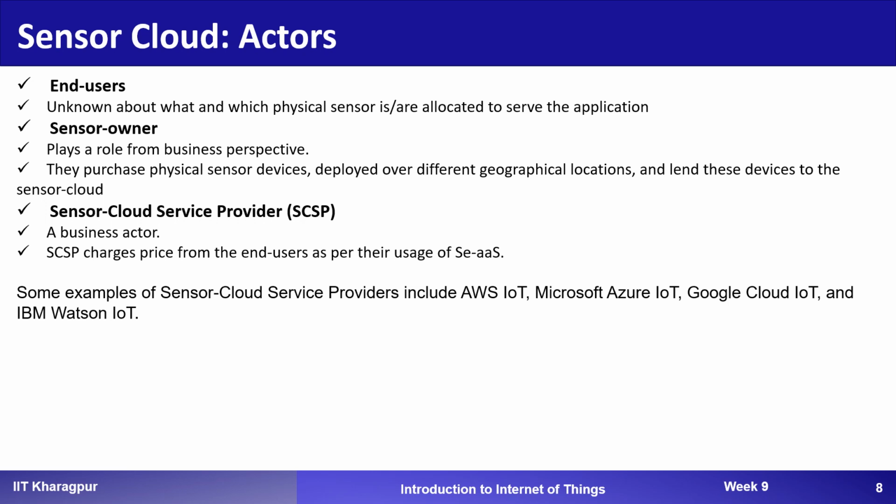Now the next component is sensor cloud service provider. It is a business sector which charges prices from the end user as per their usage of the sensor as a service. Some examples of sensor cloud service providers include AWS IoT, Microsoft Azure IoT, Google Cloud IoT, and IBM Watson IoT.